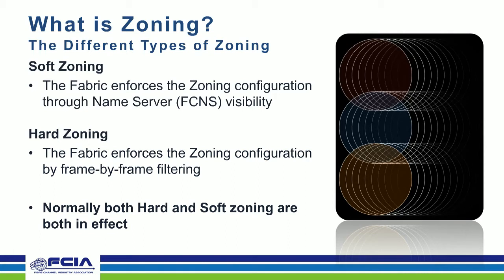Nothing prevents, in soft zoning, that device from trying to communicate to other devices, however. In hard zoning, the fabric actually programs in ACLs, access control lists, or access control entries, for only those five devices that a device is allowed to talk to. So even if it tries to go rogue and send Fibre Channel frames to other devices that it's not allowed to talk to, the switches themselves will drop those frames and prevent that communication. Typically, hard and soft zoning are both in effect at the same time.